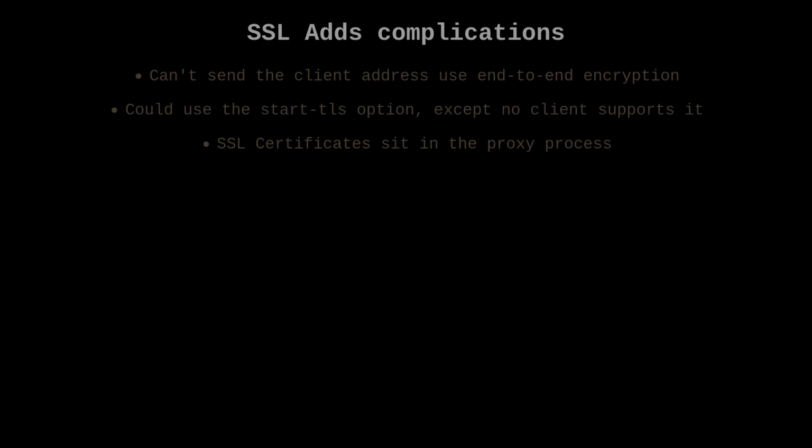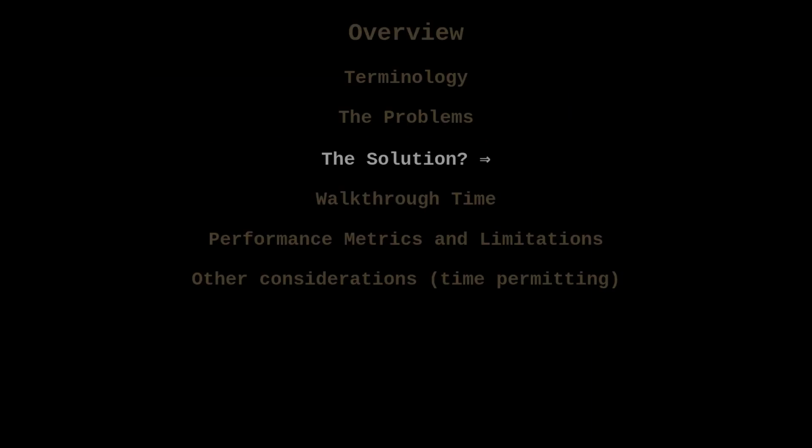Now, you could get encryption through the reverse proxy anyway using the Start TLS extension for HTTP, except nobody supports it, and in fact it's being deprecated and going away. So, given that that's the problem we're trying to solve, what do we have for solutions?